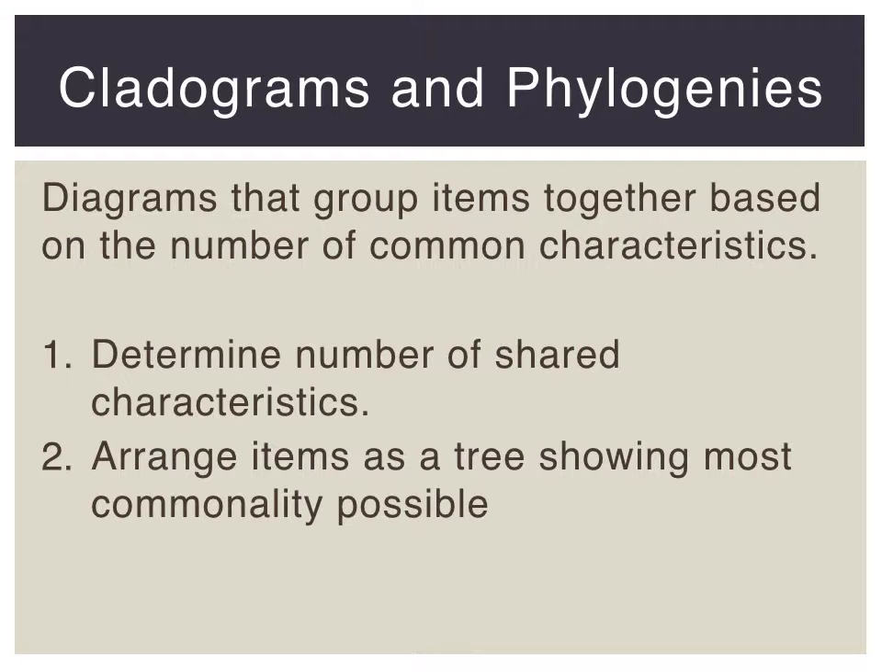To do these in general, you start with determining the number of shared characteristics that organisms exhibit, and then you arrange those items in a tree showing the most commonality possible. One note, a lot of times students can get tripped up on the difference between a cladogram and a phylogenetic tree, and in general, for our purposes, there really isn't too much difference. People tend to use those terms interchangeably, and actually there is some disagreement amongst evolutionary scientists as to what the actual difference is. So for our purposes, we're going to use them relatively interchangeably.